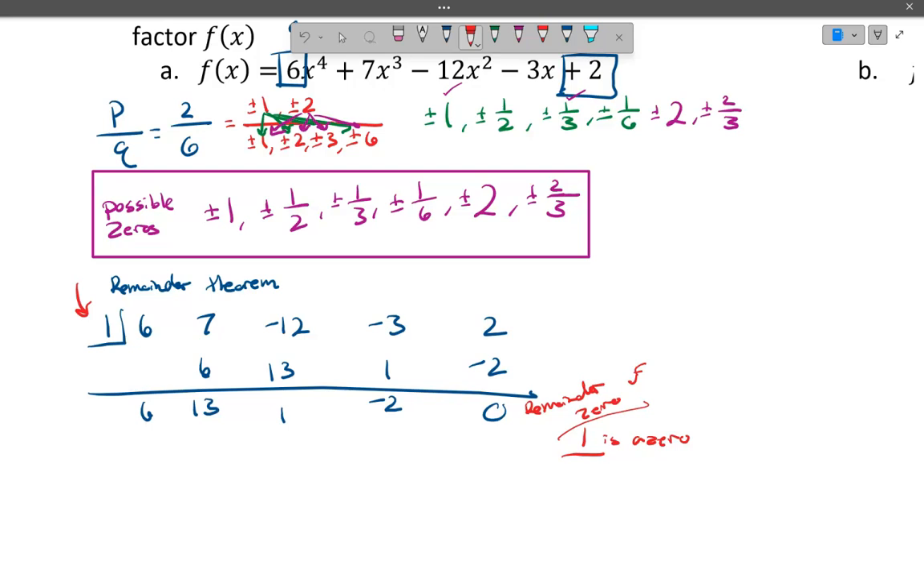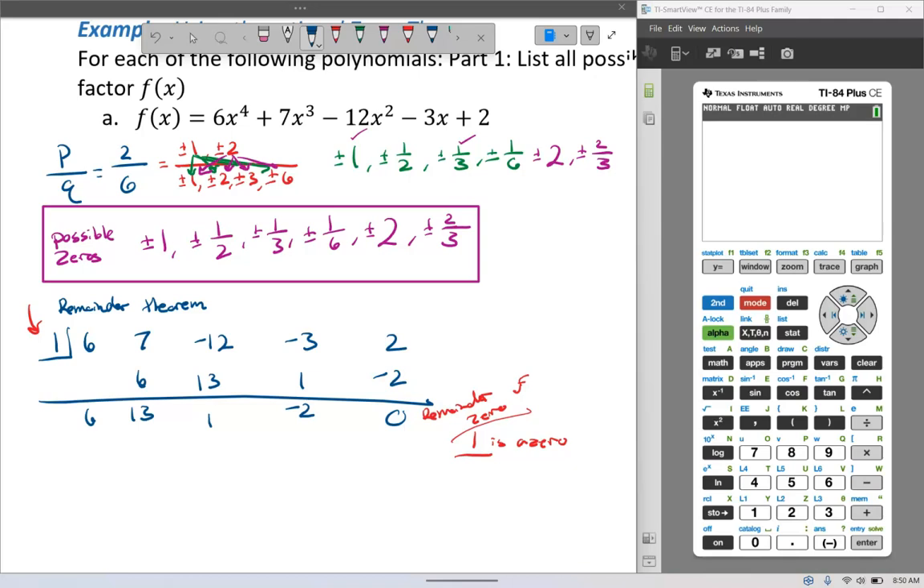There's also a little shortcut that we can use if you have a TI-84 graphing calculator. Let me pull that up and show you what we can do. Remember that zeros correspond to x-intercepts. So if we can look at the graph and identify where our x-intercepts are, it can make it a lot easier for us to validate using the remainder theorem. We're going to start by typing in the polynomial 6x to the 4th plus 7x to the 3rd minus 12x squared minus 3x plus 2, and then we're going to graph it.